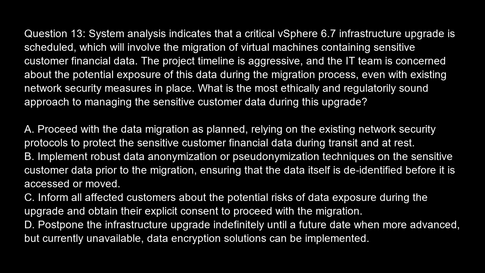Option A. Proceed with the data migration as planned, relying on the existing network security protocols to protect the sensitive customer financial data during transit and at rest. Option B. Implement robust data anonymization or pseudonymization techniques on the sensitive customer data prior to the migration, ensuring that the data itself is de-identified before it is accessed or moved. Option C. Inform all affected customers about the potential risks of data exposure during the upgrade and obtain their explicit consent to proceed with the migration. Option D. Postpone the infrastructure upgrade indefinitely until a future date when more advanced, but currently unavailable, data encryption solutions can be implemented.